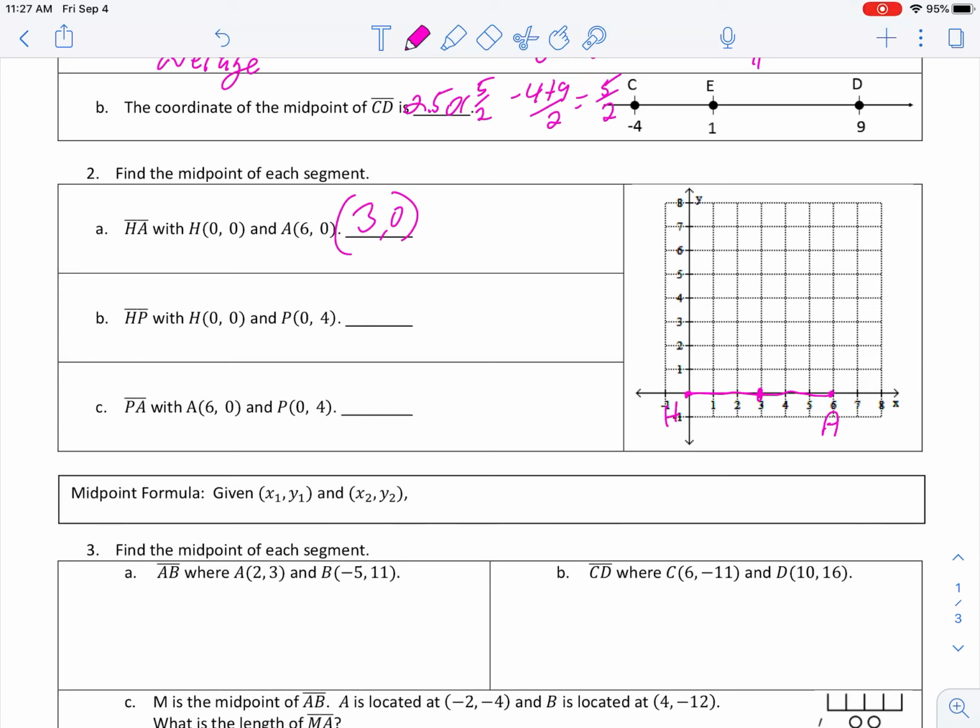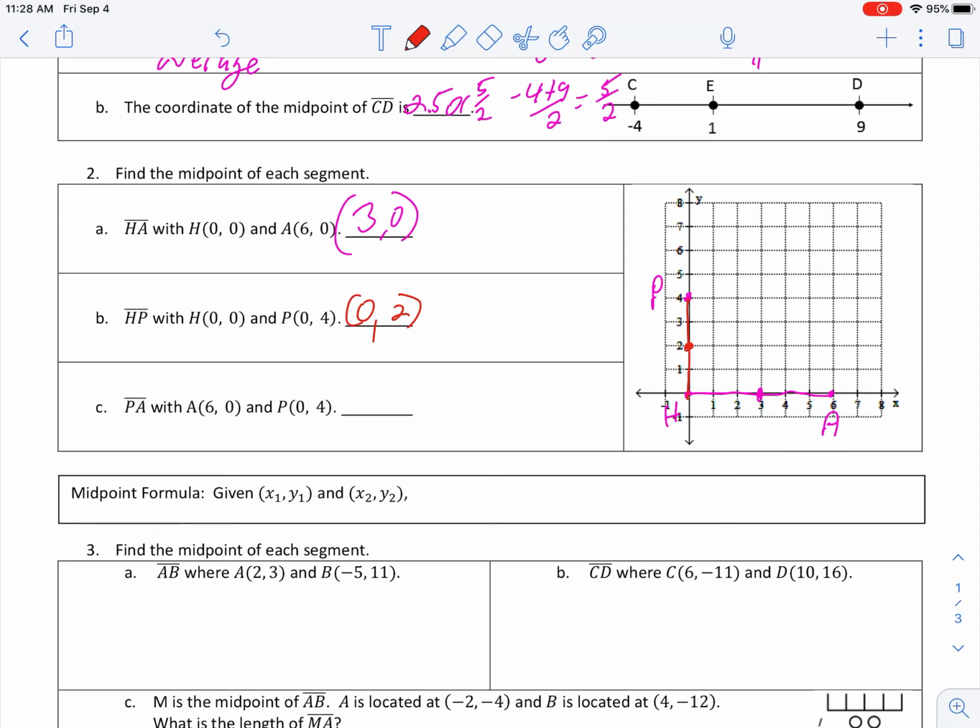Now for letter B, HP, okay, H is still at 0, 0, P is up here at 0, 4. And we want to find now the midpoint of, say, HP. Now again, we could just look from H to P and notice, hey, it's right there in the middle at 2, from 0 up to 4. There's my midpoint as well. So that midpoint is located at 0, 2.